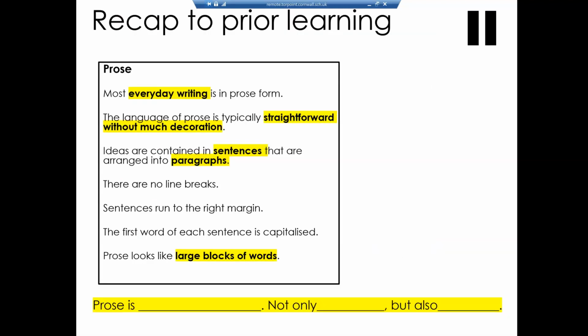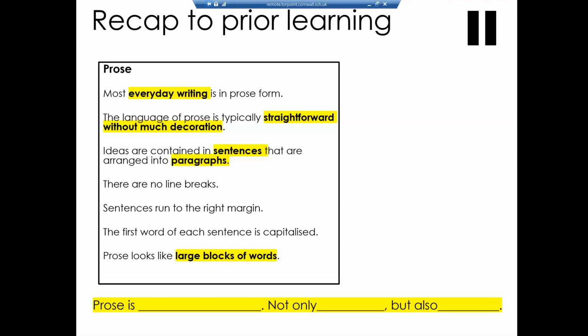Okay, so let's do a bit of recapping prior learning. This bit's really important. This is the distinction between different types of writing. So the first one is called prose. Now prose is really everyday writing. When you're writing in your exercise books at school, when you're reading, say, a piece of non-fiction or even a fictional story, that writing will mainly be in what we call prose form. The language of prose is typically straightforward. It doesn't have much decoration.